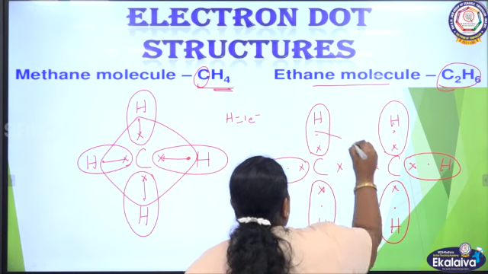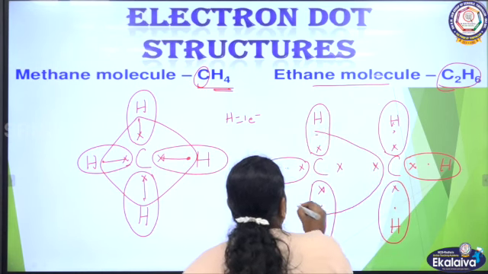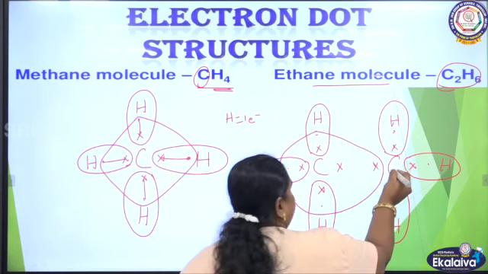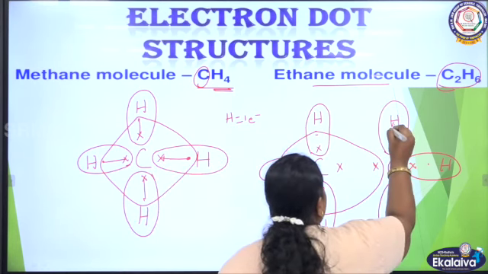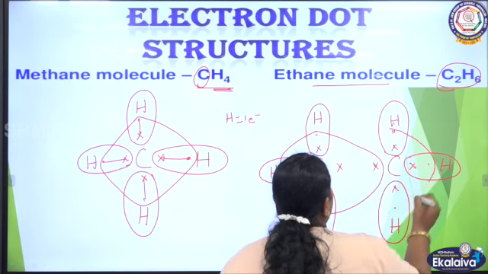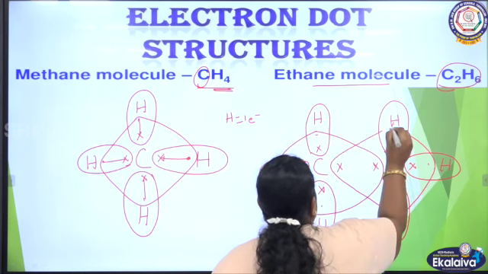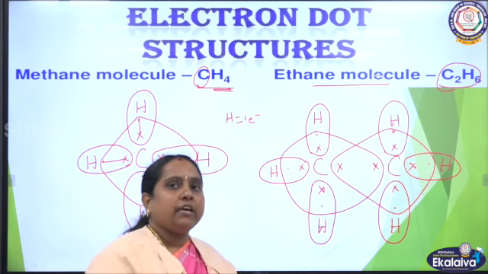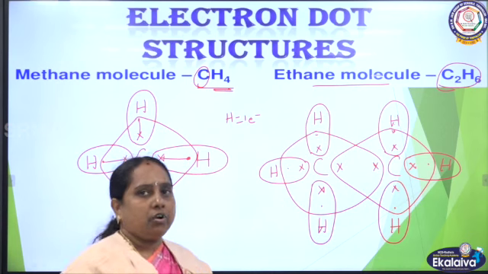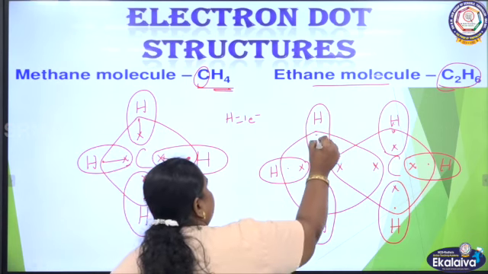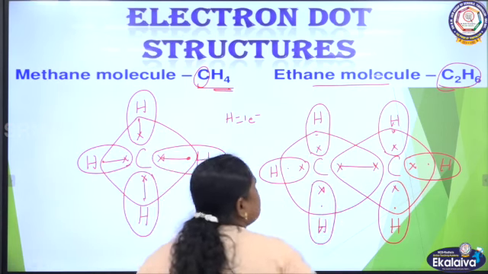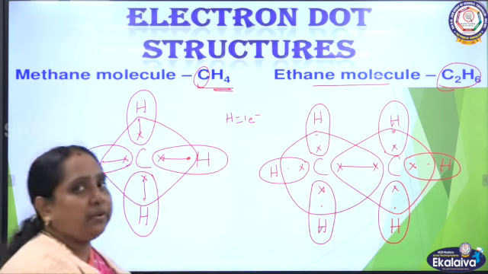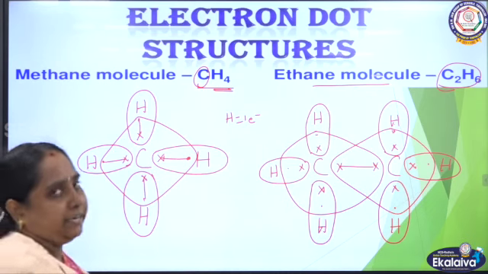Now, the first carbon will share an electron with carbon 2 and with all the 3 hydrogen atoms. Likewise, the second carbon shares electrons with the 3 hydrogen atoms of the second carbon and 1 electron with the first carbon. This is how we can represent the structure of ethane using the electron dot structure, which shows that a pair of electrons makes 1 single covalent bond. Next, we are going to learn the types of hydrocarbons.